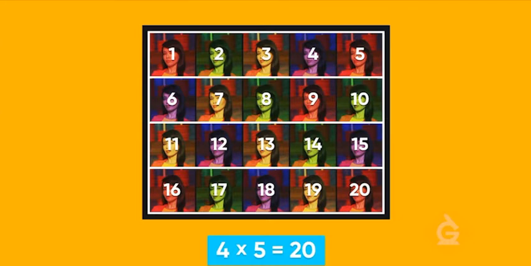Wait, so we didn't even need to do that? Nope. If this part of the wall is 5 square posters wide and 4 square posters tall, then you can multiply 4 times 5 to find the area. Does that always work? It always works for rectangles, which includes squares too. So we can just multiply the number of units along the length and width of the shape?